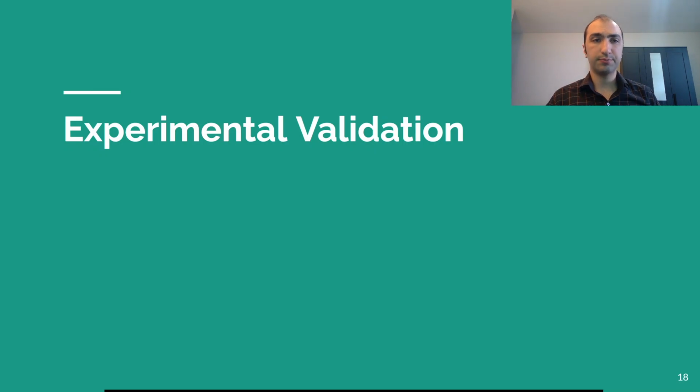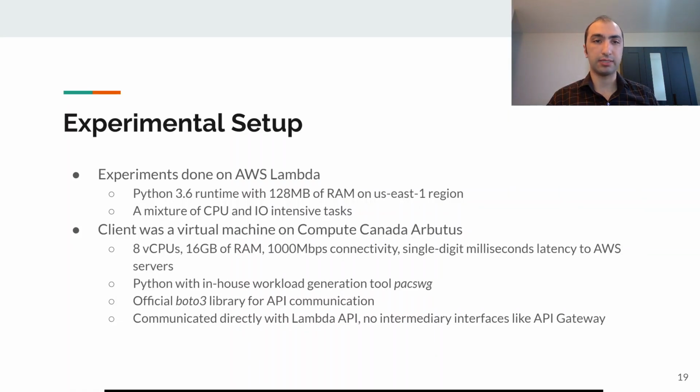So for experimental validation, we use AWS Lambda as an example, but as you saw, any part of the system is extensible. So you can try to simulate other platforms by just inputting their behavior and adjusting those values to any new platform. So the experiments were done on AWS Lambda. We used Python 3.6 runtime with 128 megs of RAM on the US East region. And we used a mixture of CPU and IO intensive tasks.